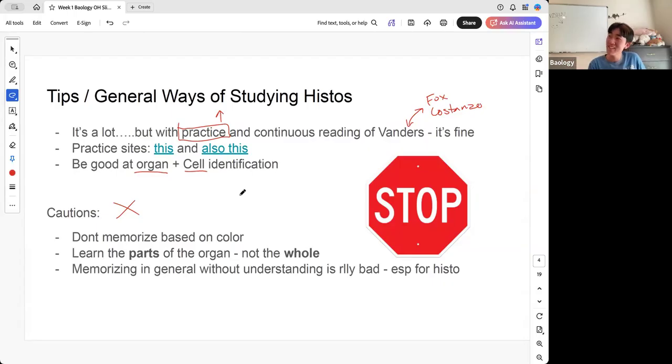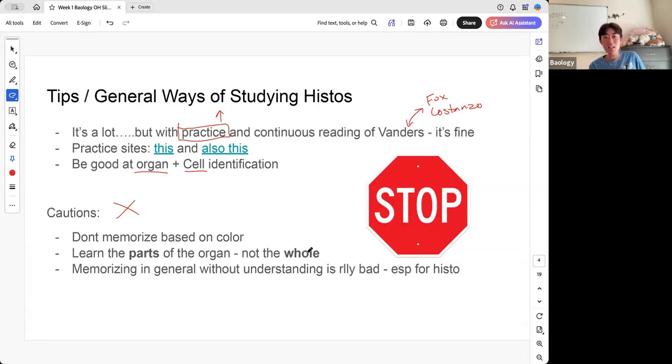So we don't want to do that. We want to memorize based off what it looks like, or I guess what it looks like is vague. Like the structures of it, so the shapes of it, as opposed to just superficial things like the color. Learn the parts of the organ, not the whole. I don't really know what he means by that.